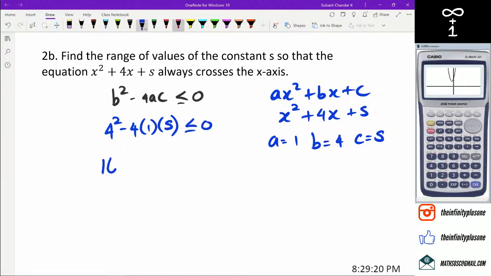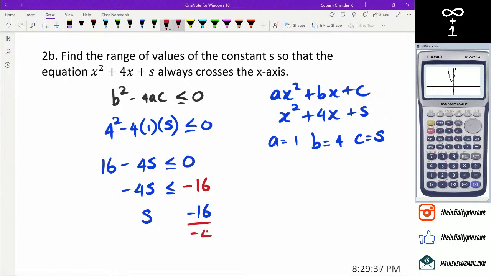So we've got 16 minus 4s is less than or equal to 0. Negative 4s is less than or equal to 0. Take away 16 is minus 16. S is minus 16. And because I am dividing by a negative number, I need to change the sign, which means S has to be greater than or equal to positive 4.